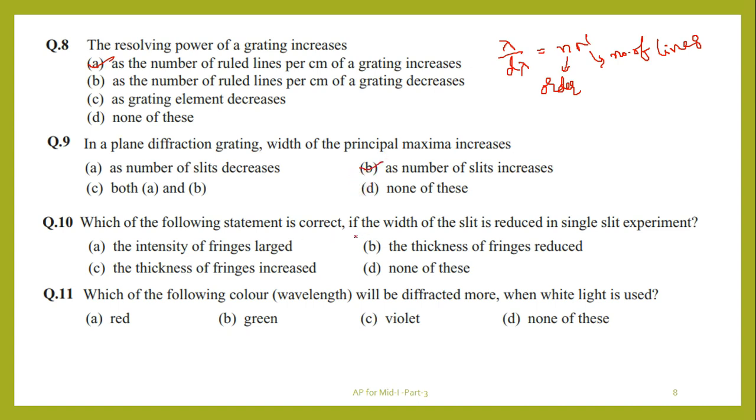Which of the following statements is correct if the width of the slit is reduced in a single slit experiment? Once we reduce the width of the slit, the intensity of the fringes is larger, the thickness of the fringes reduced, the thickness of the fringes increased. This may be none of these. Then which one of the following colors will be diffracted more when white light is used? Red will get more diffracted and violet will get less diffracted due to its shorter wavelength. Red has the largest wavelength, so it is diffracted most. Violet has the shorter wavelength, so it is less diffracted.